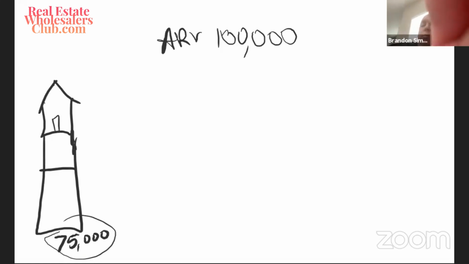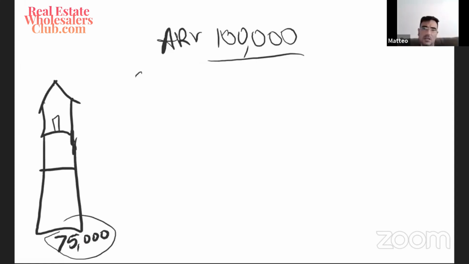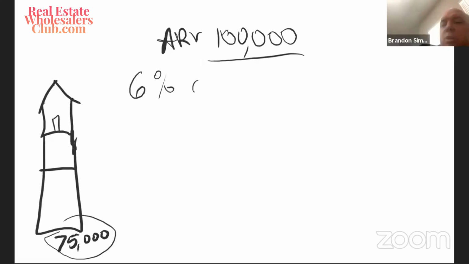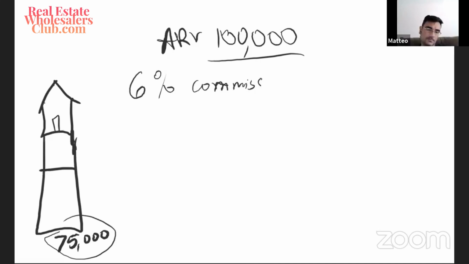It's not a whole lot to do to it, but they know that if they list this property with a realtor, what do they walk away with? By the way, do they have to pay commissions? Yep. Usually 6%, right? 3% to the buyer's agent, 3% to the seller's agent.